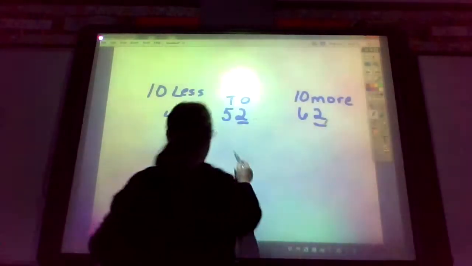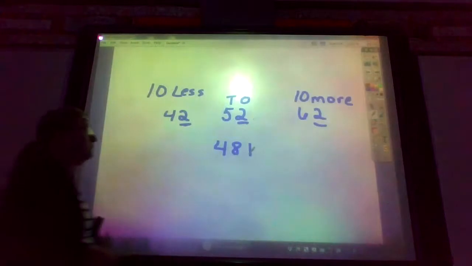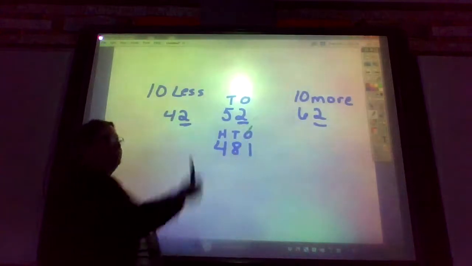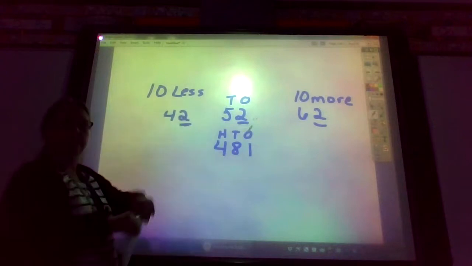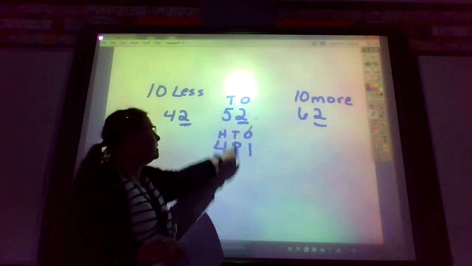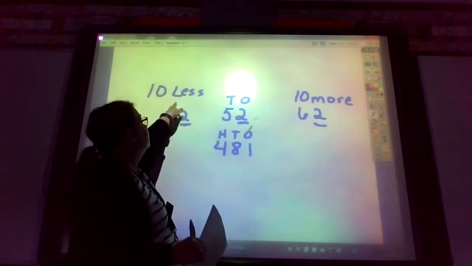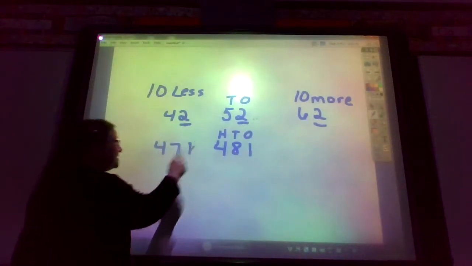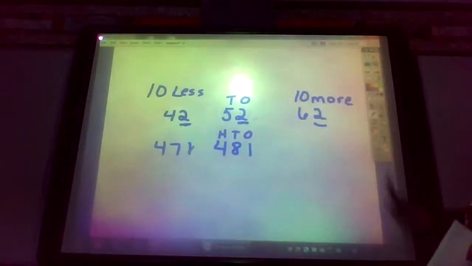Let's try another one. Let's say I have 481. I'm going to label hundreds, tens, ones. I label from left to right. Okay? It's still asking me to change my tens. Well, the 8 is in my tens, so this is the only number I'm going to change. I'm only going to change the 10 because that's what it's telling me. And it wants less, so I'm going to go down 1. So I'm going to make this number 471. That's the only thing I changed, my tens. I made it go down 1 number.